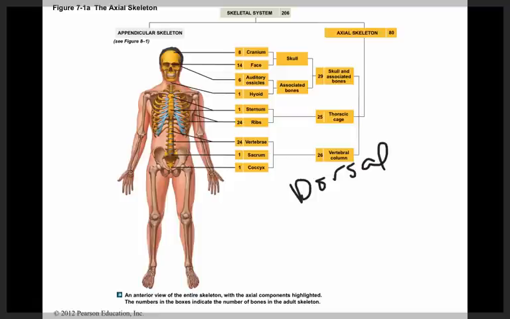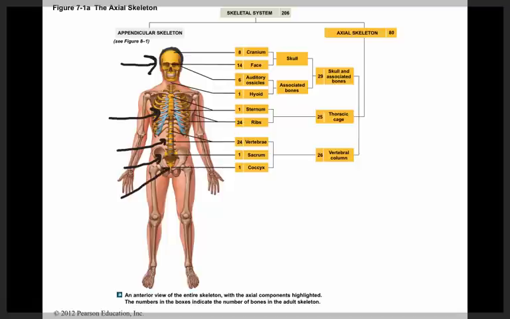Chapter 7 deals with the bones that protect organs in the dorsal body cavity as well as in the ventral body cavities. The axial skeleton is made up of the skull, the thoracic cage, which is the ribs, the vertebral column or the spine, the sacrum, and the coccyx. These bones help to support and protect organs in the dorsal and ventral body cavities. These bones also have attachment sites for muscles that move the head, the neck, and the trunk.